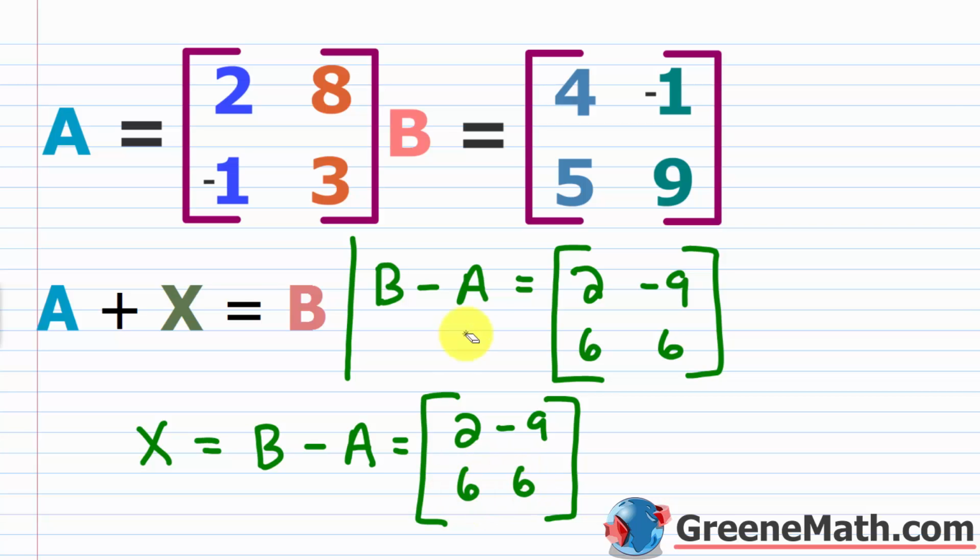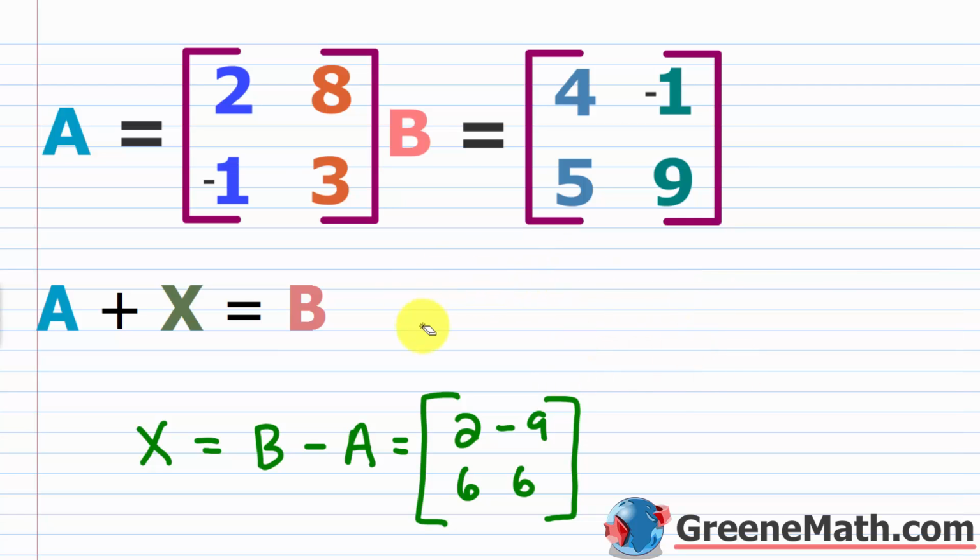And you can check this. That's the good thing about working with equations. You can always check. If it's true that the matrix X is equal to the matrix B minus the matrix A, then it's also true that A plus X would give me B. You can check that really quickly.